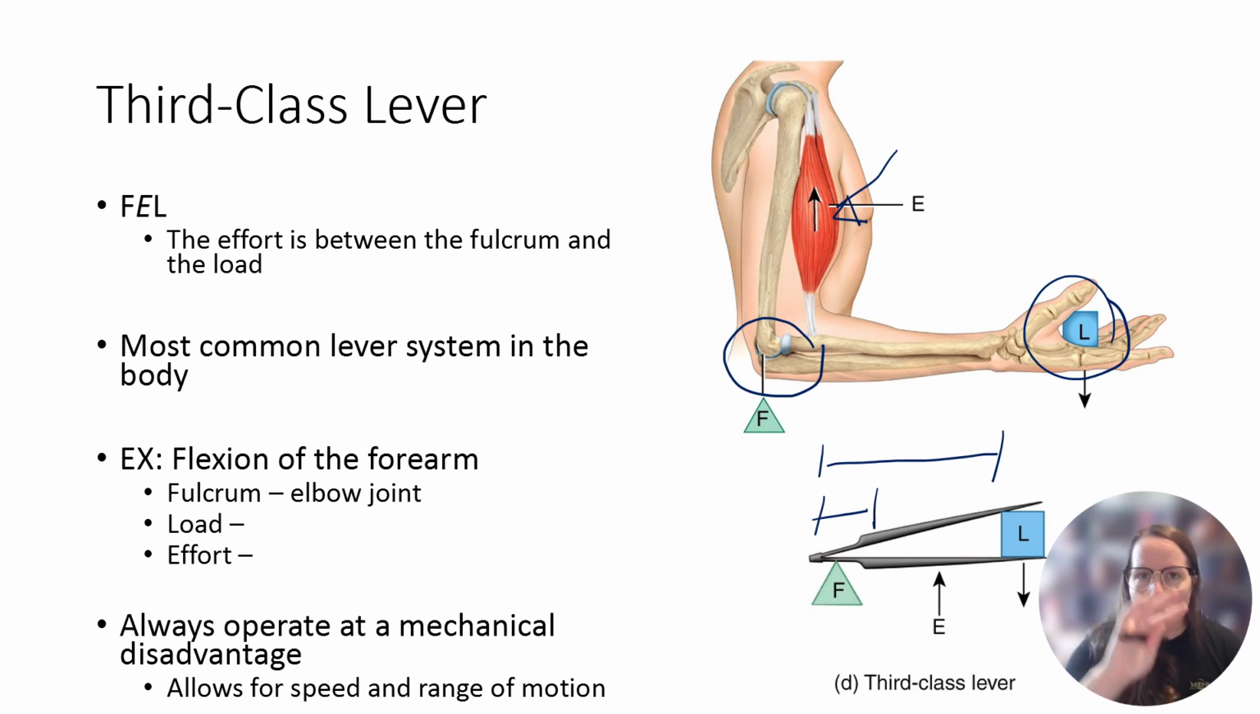Okay? So in terms of what do we need to know for these lever systems, I need to understand the orientation of the fulcrum, effort, and load. I need to know an example. I need to know, in that example, who is the effort, fulcrum, and load, and I need to know, do they operate at a mechanical advantage or disadvantage or both? That's what we need to know.